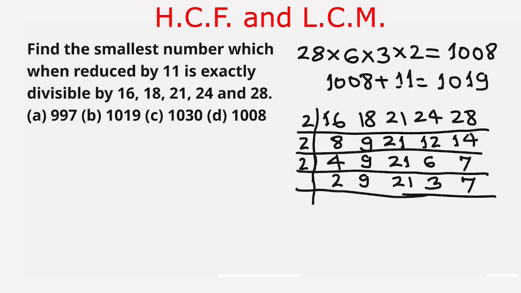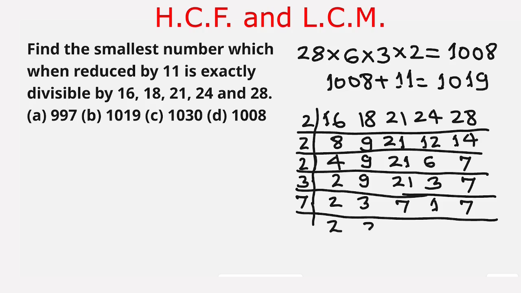Now we divide these numbers by 3. We write 2 as it is. 3 divides 9 for 3 times, 21 for 7 times, 3 for 1 times, and we write 7 as it is. Now we divide these numbers by 7. We write 2 as it is, 3 as it is. 7 divides 7 for 1 time. We write 1 as it is, and 7 divides 7 for 1 time.